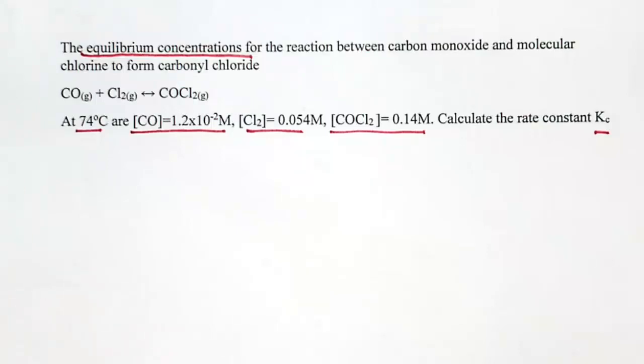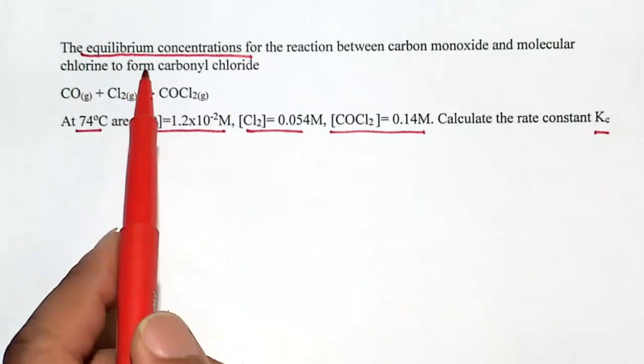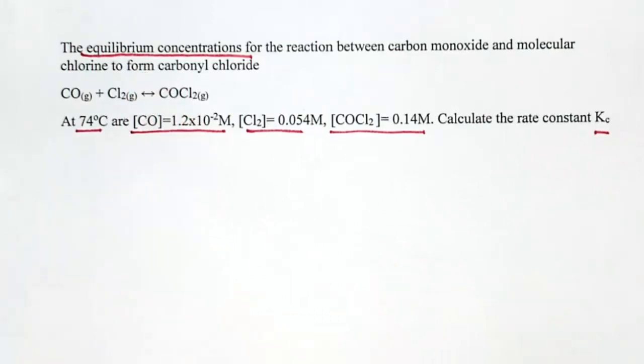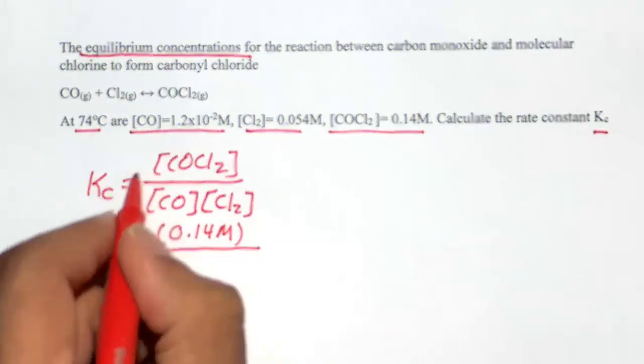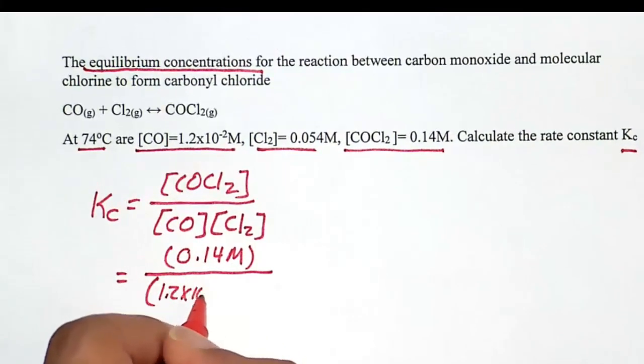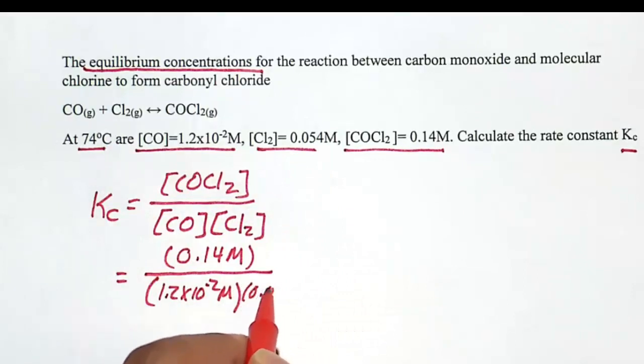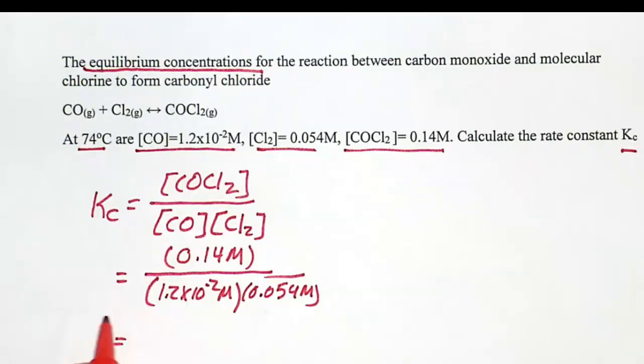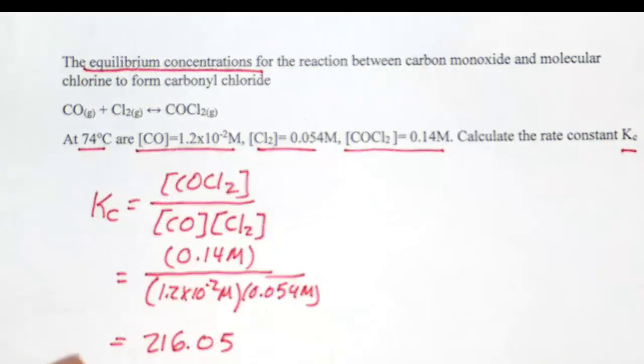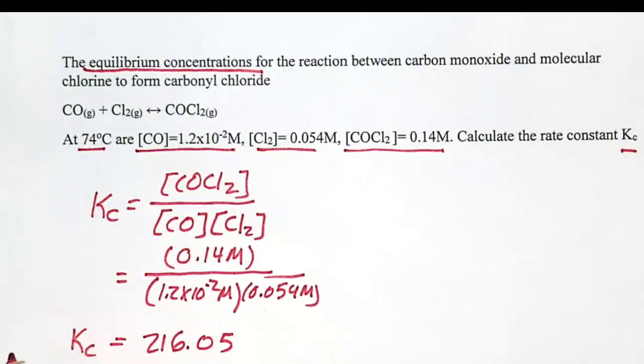So all we have to do is just plug and chug, because once again, these are equilibrium concentrations. Divided by carbon monoxide is 1.2 times 10 to the minus 2, and my chlorine gas is 0.054 molar. Equilibrium constant does not have units, so I can just put that into my calculator and get an answer. I get a value of 216, just maybe for my sake an extra 2 decimal places, so that's the equilibrium constant at 74 degrees C.